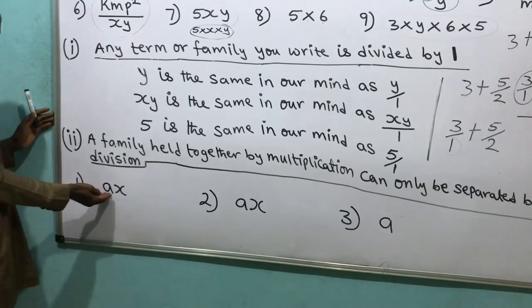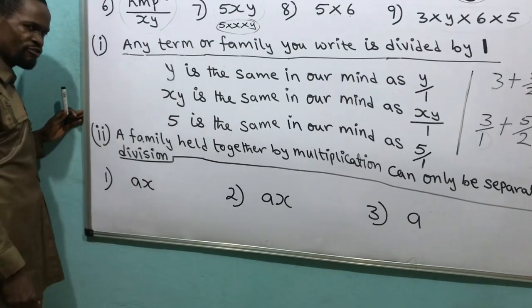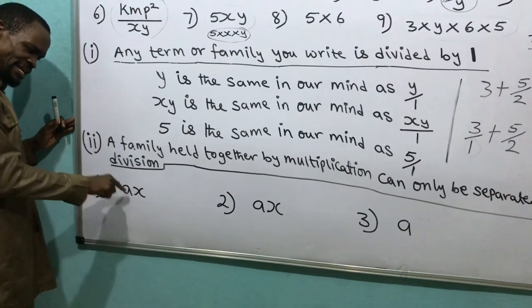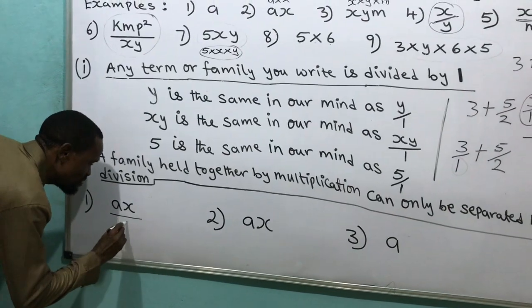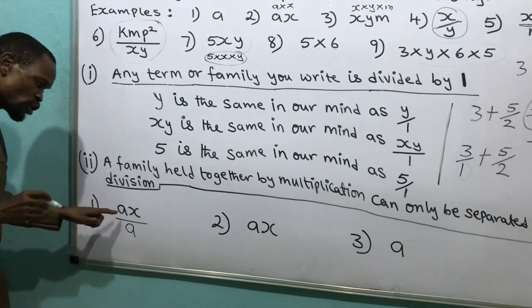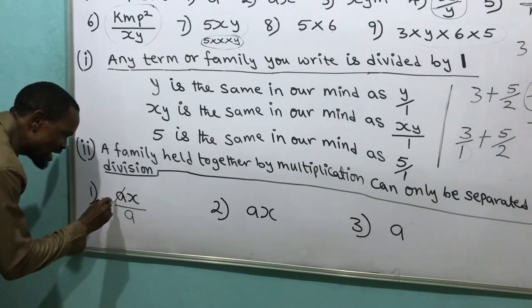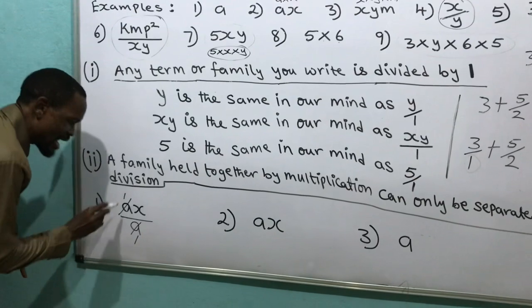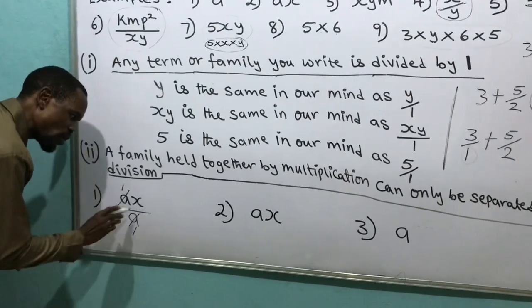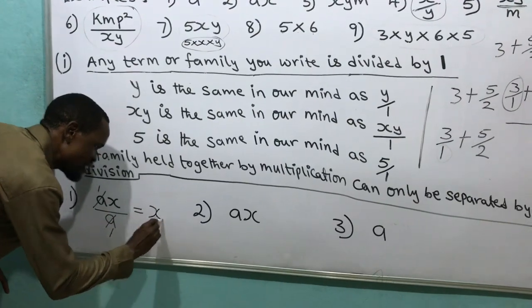Look at this family. It's held together by what? Multiplication. Maybe I want to remove A from this family. Then what will I do? I will divide it by A. And when I divide, A divided by itself gives 1. And A divided here will give me 1. And 1 divided by 1 will give me 1. 1 times X will give me X. Which is, I will have this.